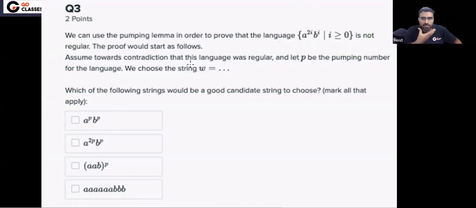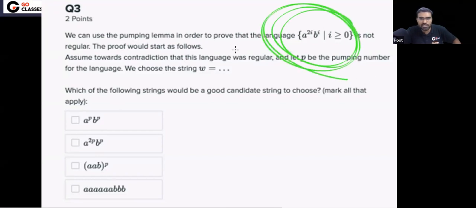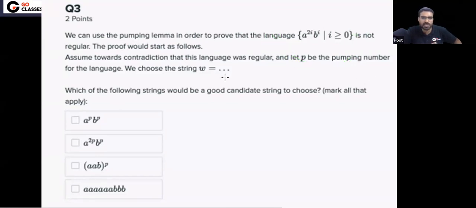If this is regular, there must be a magical number. Agree or not? Let's assume for a moment that this is regular. If this is regular, then there must be a magical number. So let's assume P is the magical number for this language.